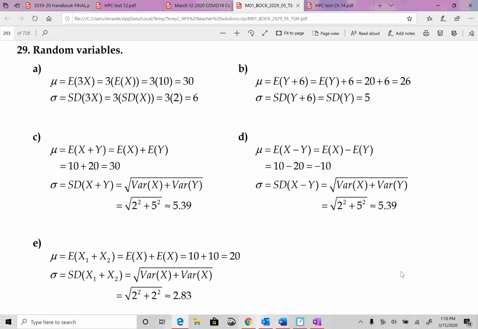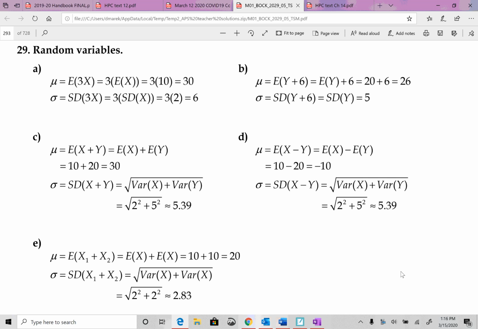For part C, again, adding one to the other, simply add the means. But for the standard deviation, we have to take what they gave us as standard deviation for each of them, square it to turn it back into variance. Then you can add the variances, and then you got to take the square root to get it back down to standard deviation. So that's pretty much the same process for part D and for part E.